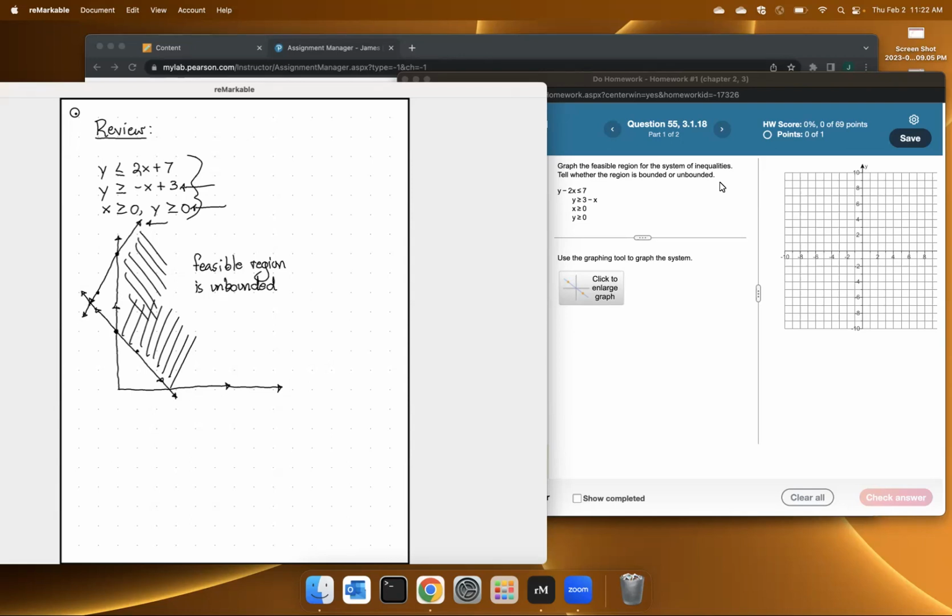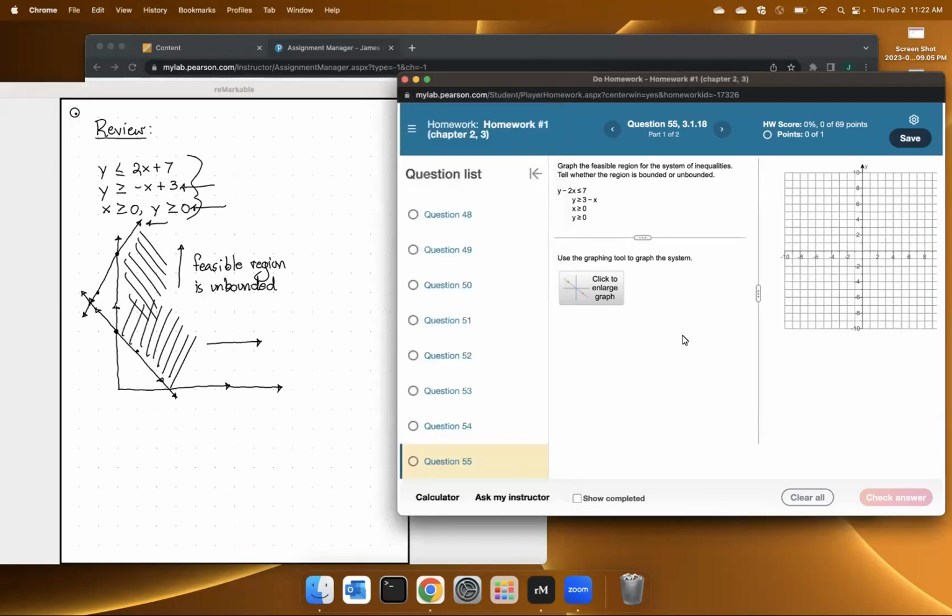It's unbounded both in the y direction, right? I can go as far up as I want, and it's also unbounded in the x direction. I can go as far to the right as I want. So not great for trying to, for instance, maximize an objective function. But let's see what the rest of this question says.